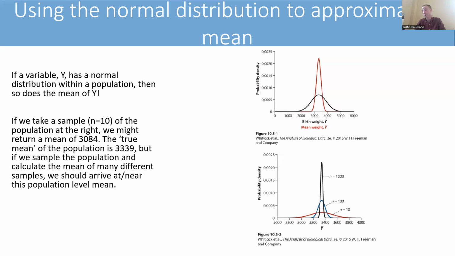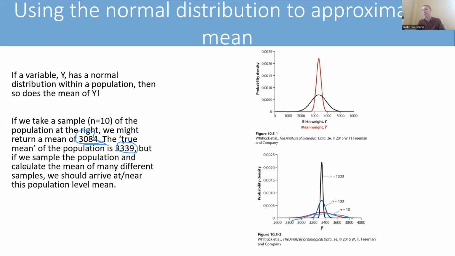Let's look at it. And you'll remember this from when we did sampling. If we take a sample of n equals 10, you can see this at the bottom right, we get a normal distribution. We get a mean when we calculate the mean of our 10 samples of 3084. The true mean of the population is 3339.